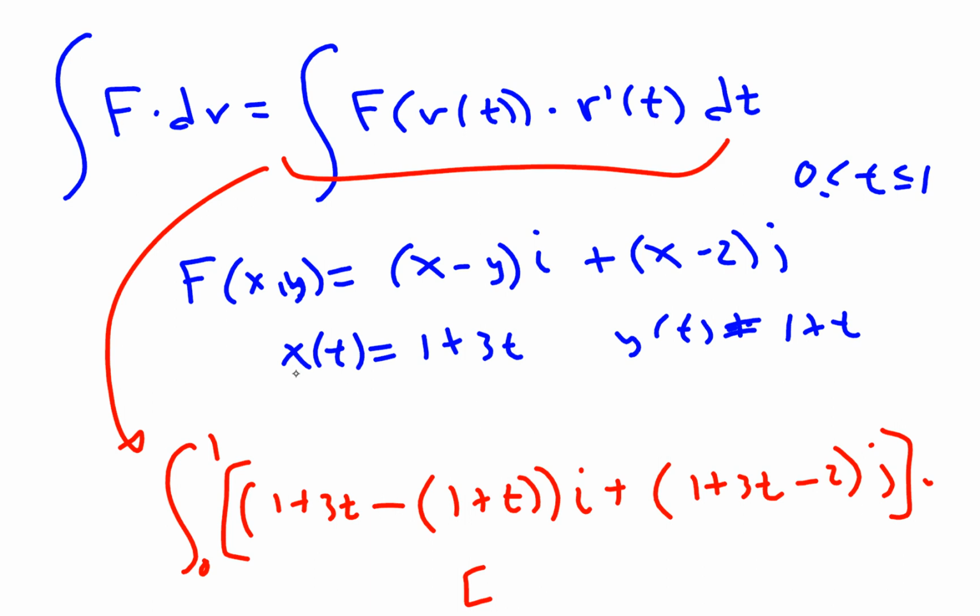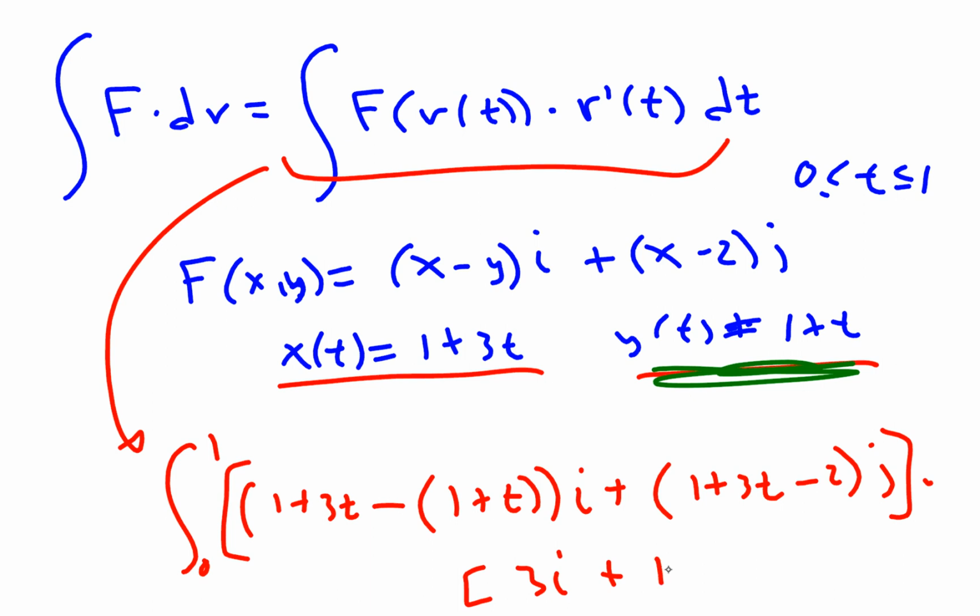But r prime of t is just the derivative of this parameterized function. So the derivative of the first component, the x component, is just 3. Actually, let's be consistent with my notation and write it in vector notation: 3i plus, and then the derivative of the y term is just 1, because you can see there's a 1 in front of that t. So it's going to be plus 1j dt.